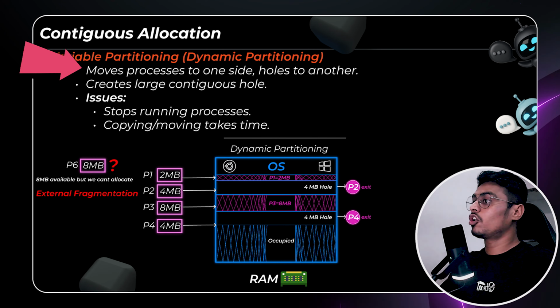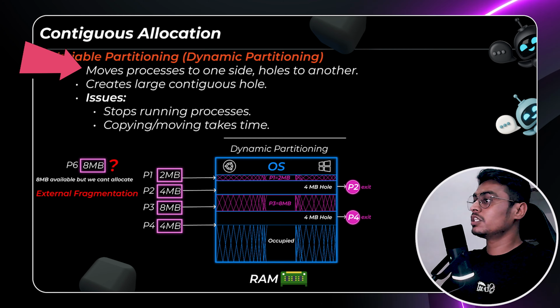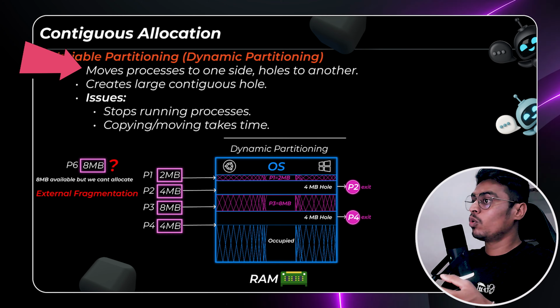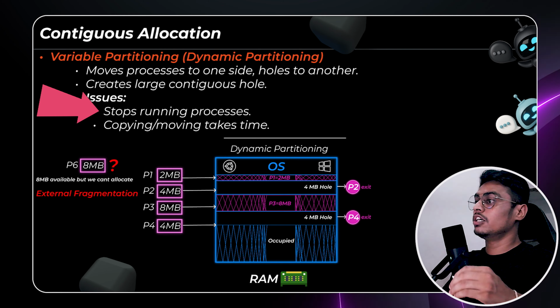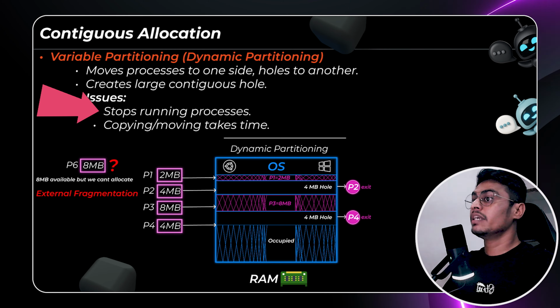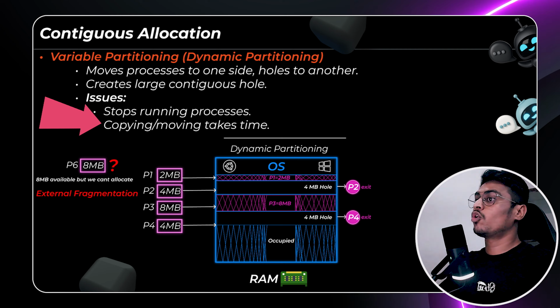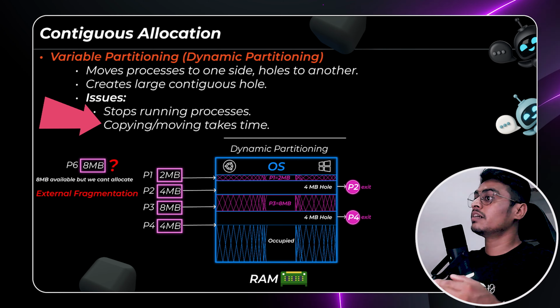We can use compaction to solve external fragmentation. Compaction means moving all processes to one side and gathering all holes to another side, creating one large contiguous hole. It requires stopping running processes temporarily, which disrupts the execution. Now copying and moving processes takes considerable time.